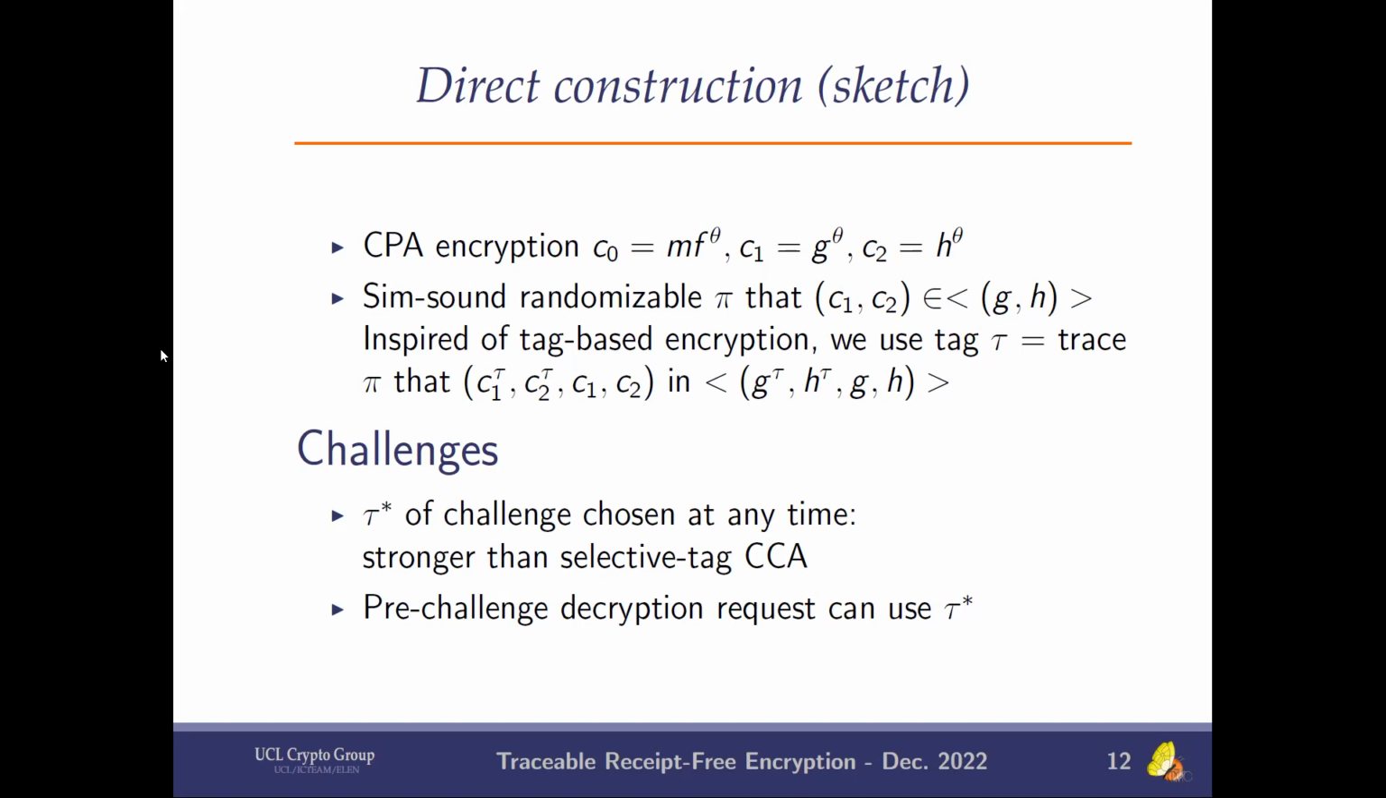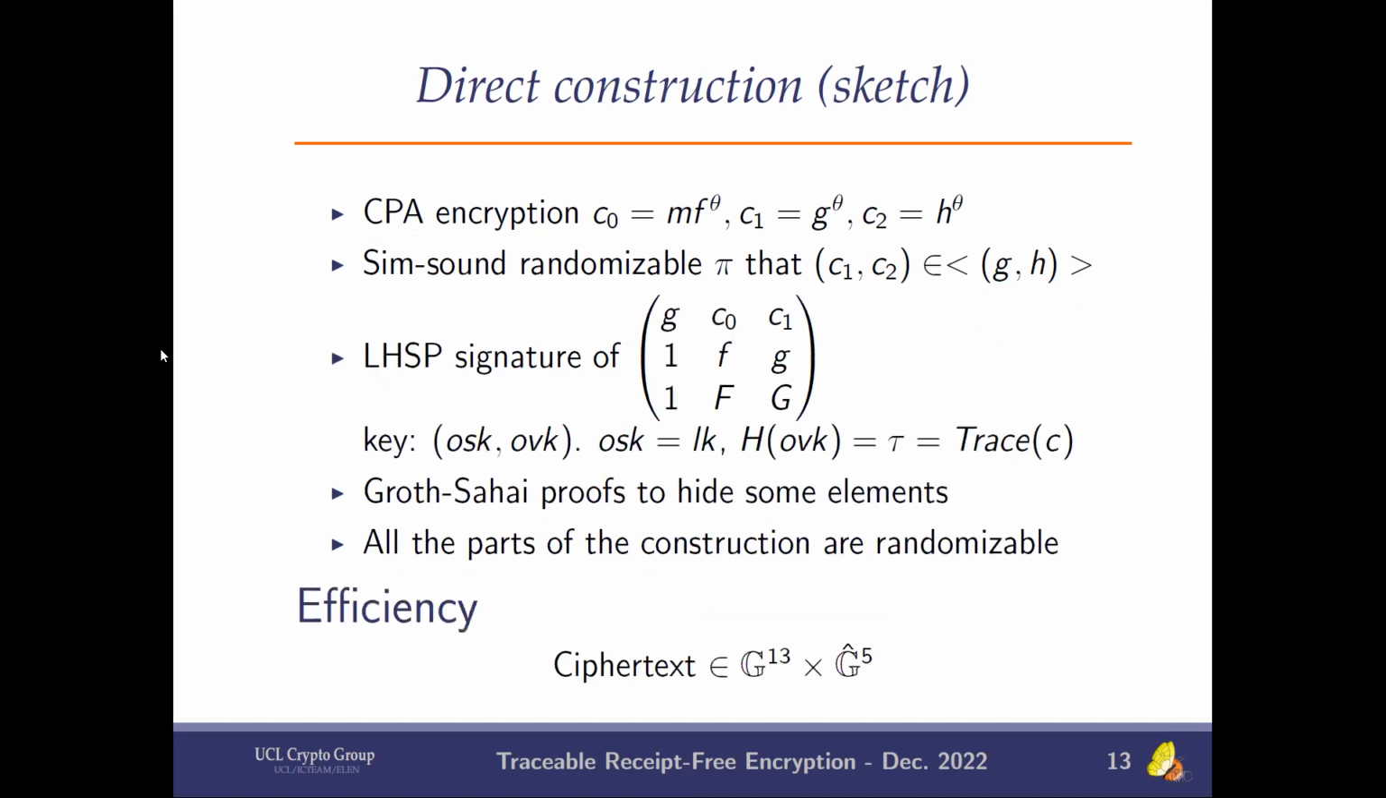which is one step toward TCCA security, but we also want traceability. And so to do so, we have another LHSP signature of this matrix, where the secret key is the link key of the signature scheme, and the hash of the verification key can be seen as the trace and as the tag of the tag-based encryption.